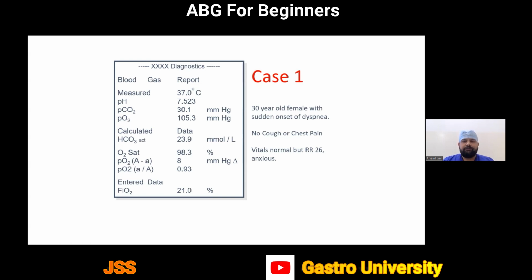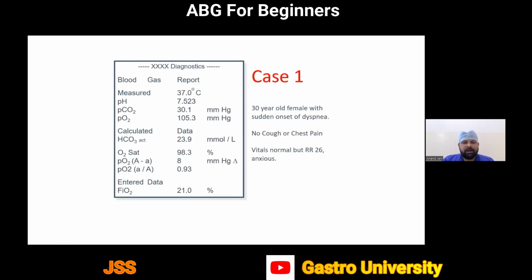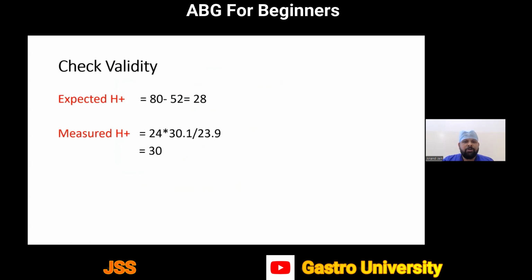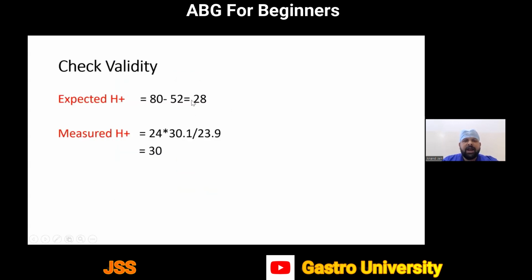The first step is we should check whether this ABG is authentic or not. For this, we are going to calculate the hydrogen ion concentration that is expected, and we will compare it with what is measured. In this case, the expected hydrogen ion concentration is 80 minus 52, where 52 is the last two digits of the pH. So we deducted it, and the answer is 28.